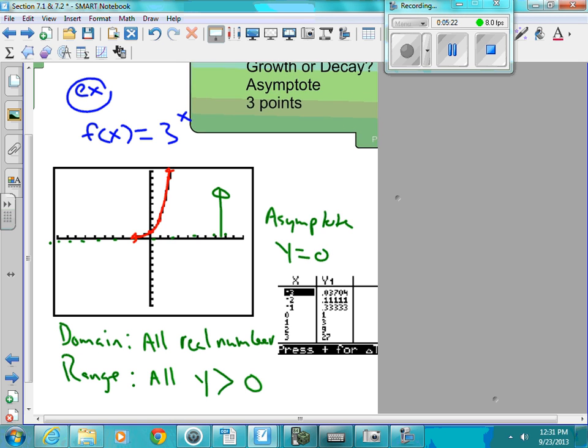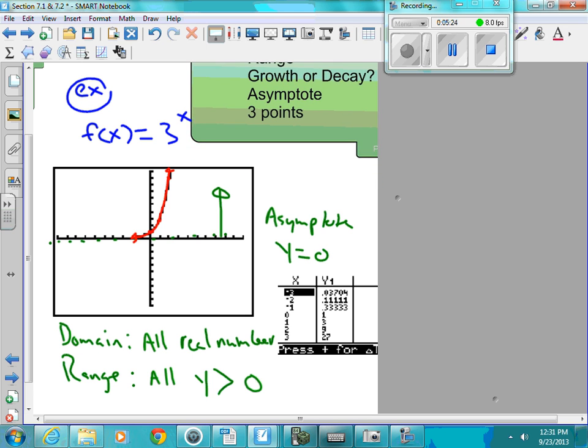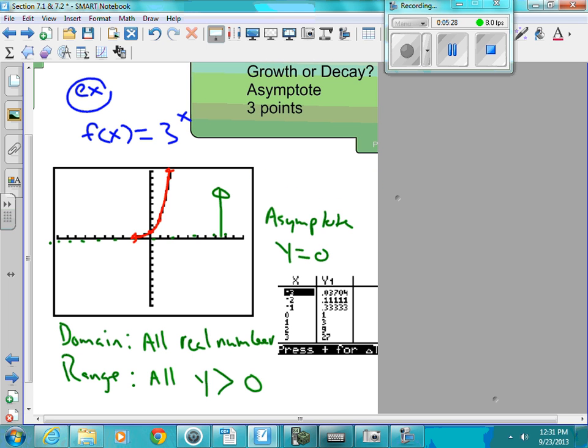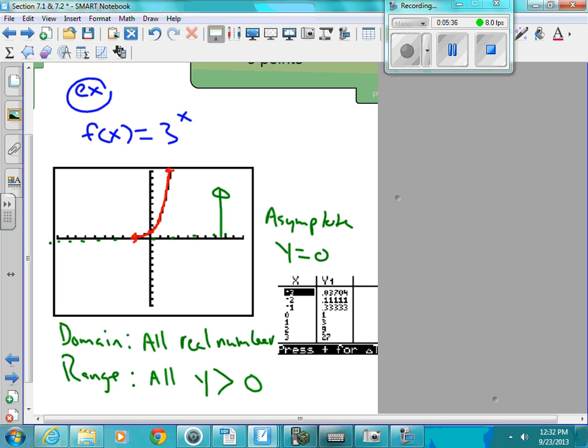Okay? Is there anything else that we need? We got the asymptote. Oh, is it growth or decay? Well, that should be pretty evident. It's getting larger. The x and y values get larger as we move to the right. So this is an exponential growth. You probably should answer that one right off the bat, but that's okay. This is a growth model. So we've answered all the questions for that one. Let's look at another example.